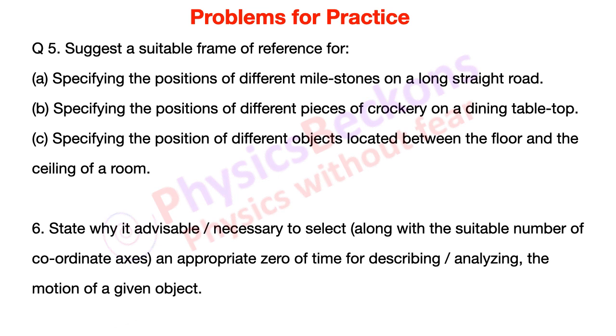State why it is advisable or essential to select, along with a suitable number of coordinate axes, an appropriate zero of time for describing, analyzing the motion of a given object. So the clear answer to this is motion. Study of motion is not possible unless we have a concept of time.